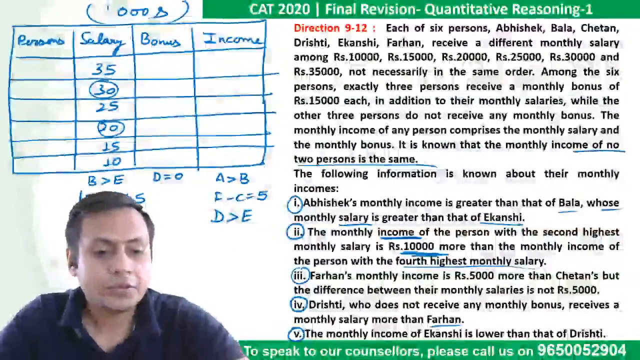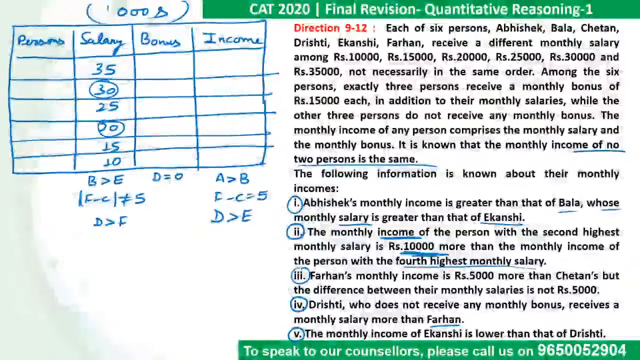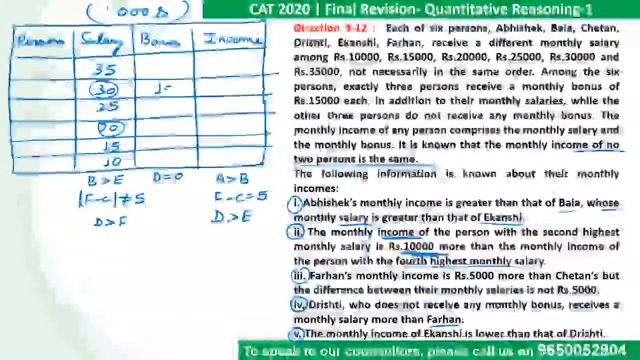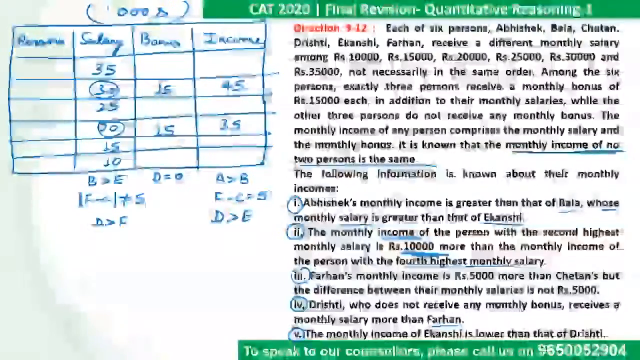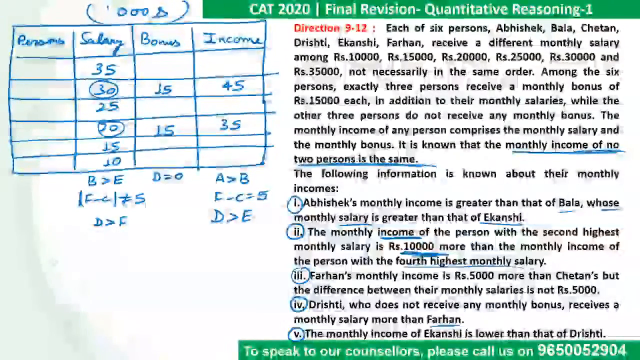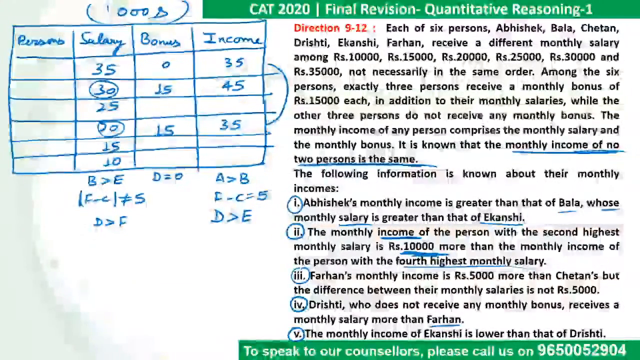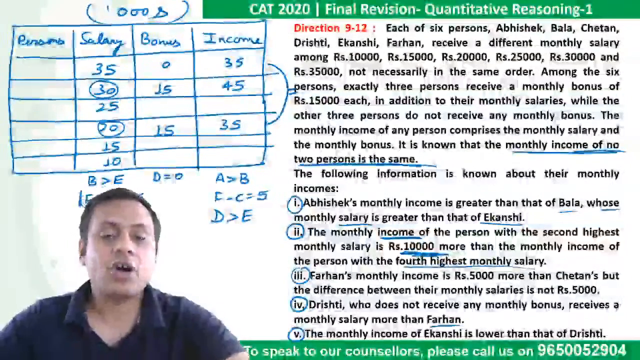Okay. So case number 1, suppose both of them got the bonus of 15,000. Then the income here will become 35, this will become 45. And by the way, we know that monthly income of no two person is same. If I put 0 here, then this will become 35. And then these two will become equal, which is not possible.